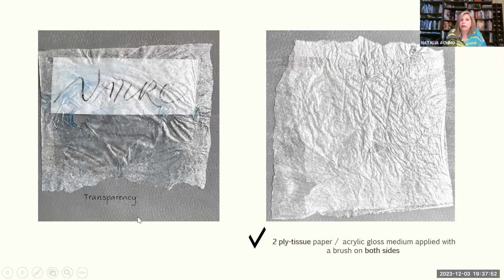But I very much like this final result, when you apply two ply of tissue paper and acrylic gloss medium, applied with a brush on both sides of the paper. And I really liked this pearlescent effect. It's very difficult to photograph, so I don't know if you can see it, but the texture is really beautiful.